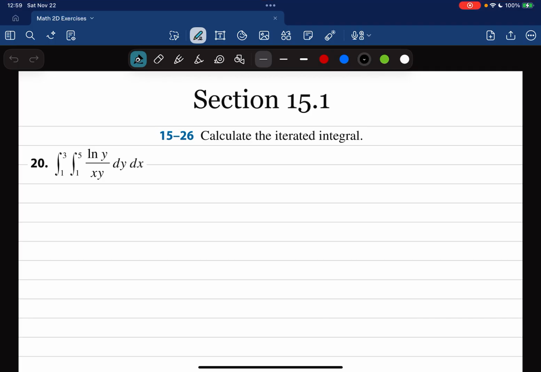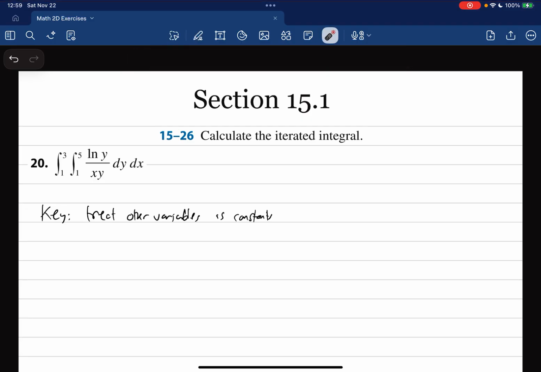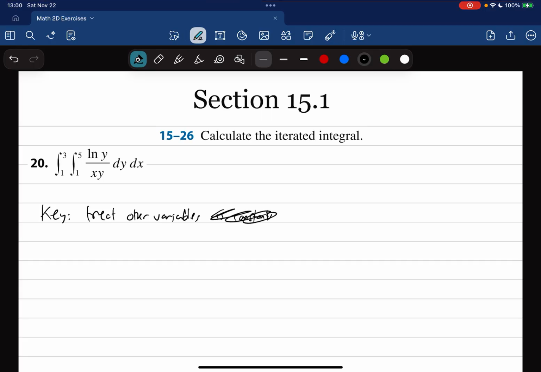So what are the things we need to remember when calculating iterated integrals? So here's the key. When we're integrating with these iterated integrals, we'll want to treat our integration variable as we normally would with an integral, and all the other variables are going to be treated as constants, and you'll see what I mean with this example right here.